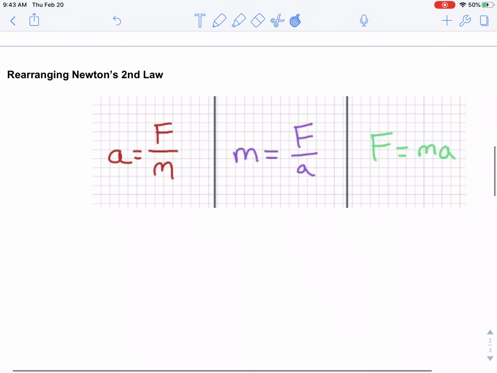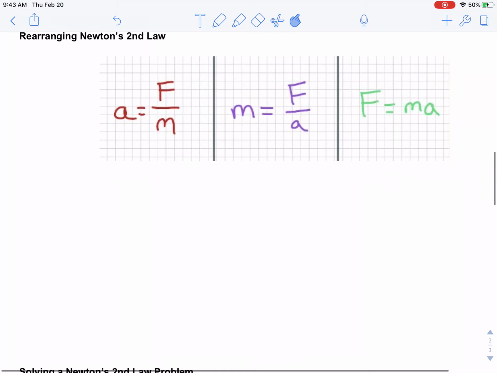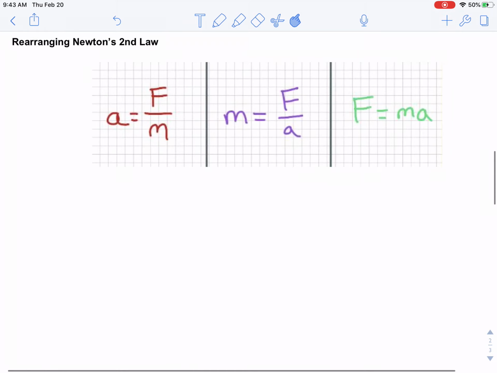Woo! Rearranging Newton's second law. All right, folks. This is where you're going to use your homie, algebromy. Your bro, algebra. And algebra has some rules, dude. Algebra's got some rules for your friendship with your algebra. I don't know what I'm doing here, guys. I'm just trying to have fun.